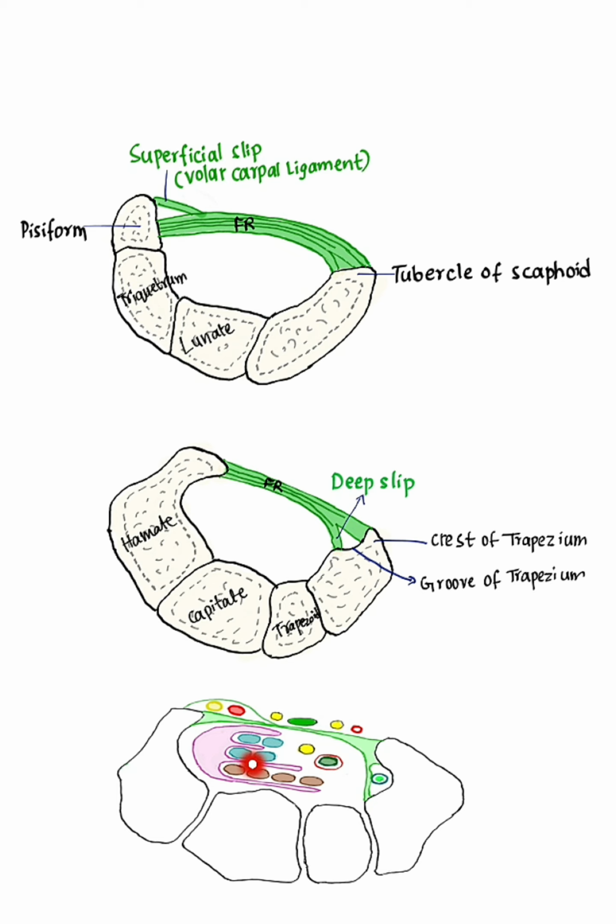Tendons of flexor digitorum superficialis and flexor digitorum profundus are enclosed in ulnar bursa. Tendon of flexor pollicis longus is enclosed in radial bursa.